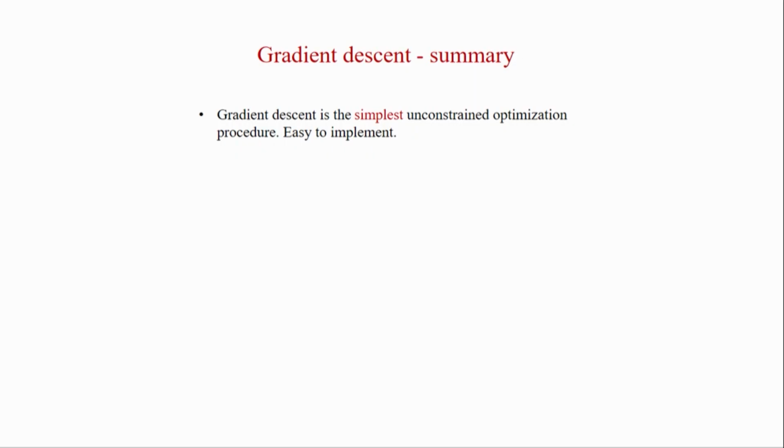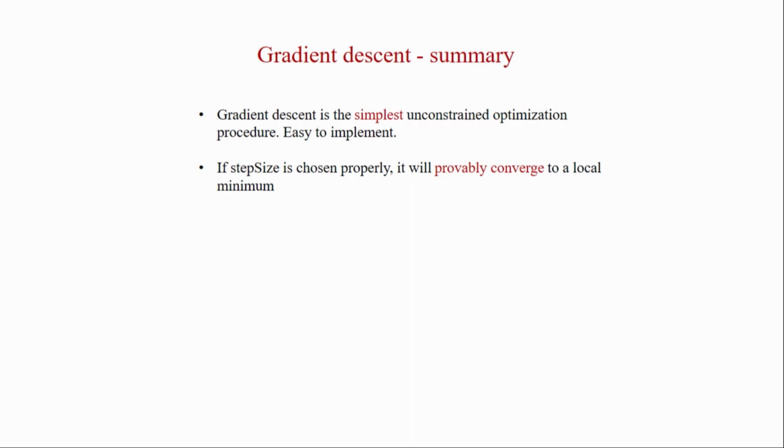Okay. So to summarize gradient descent, it is the simplest unconstrained optimization procedure. It's extremely easy to implement because once you have the derivatives, you start at a point, move in the direction of the derivative, and repeat. If you choose a step size properly, then you are guaranteed to converge to the minimum. It will provably converge to a local minimum, right?